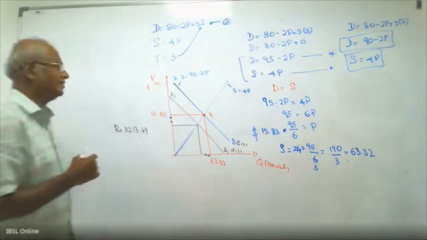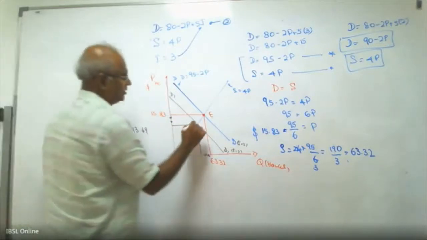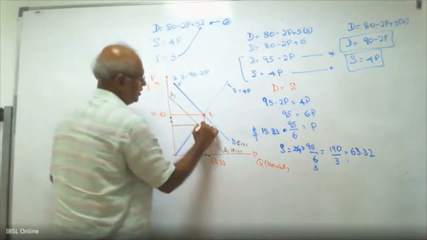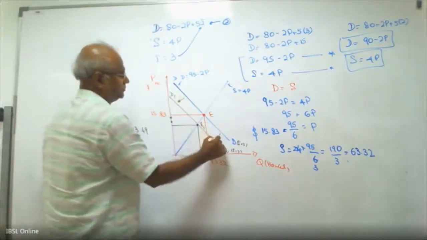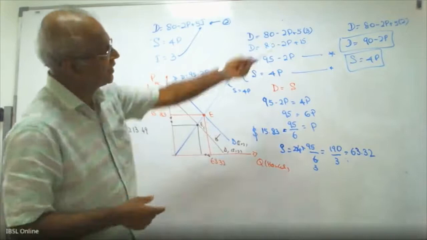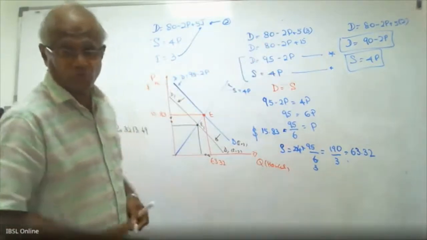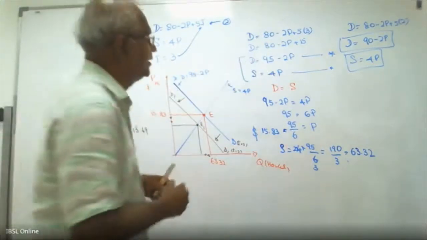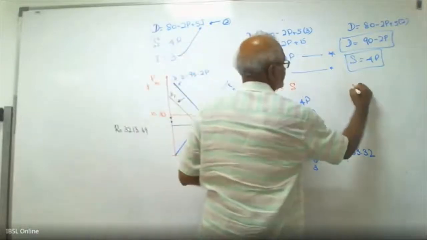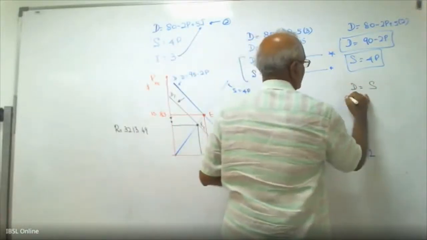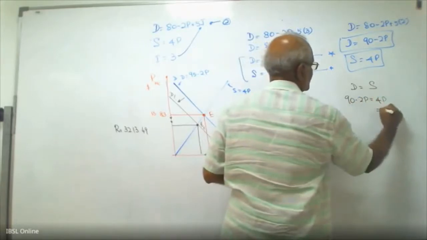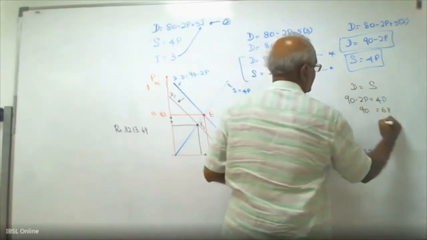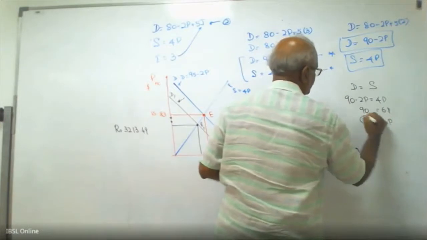What is the new price? How much? Can you calculate? E1. So the demand curve shifts down. 90 minus 2p, 4p. Quickly calculate. D equals S, same supply. 90 minus 2p equals 4p. 6p equals 90. P equals 15 now. P equals 15.